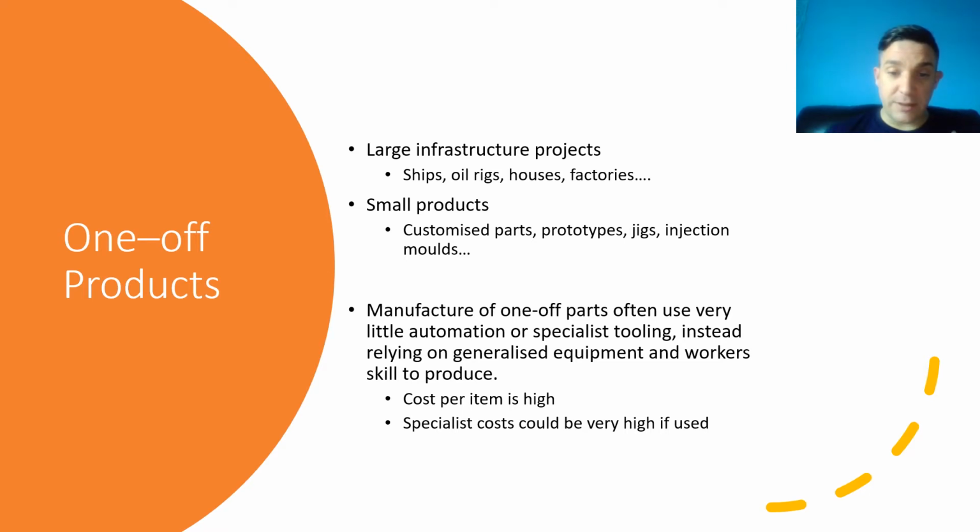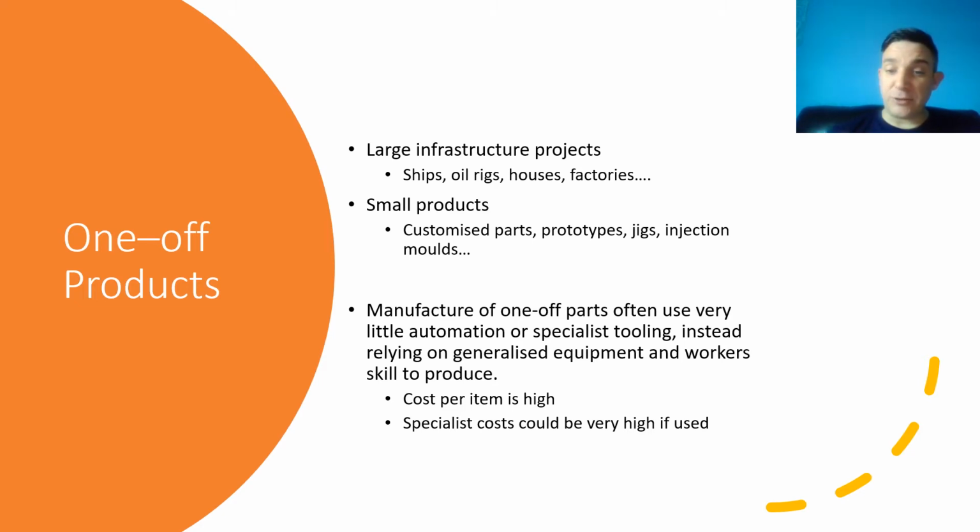So we also have then small production run products, customized parts. So having something completely customized for you, having a prototype, even the jigs and the molds that we were talking about that are specialist tools, you would often only make them once, so they can also be considered as small scale products.